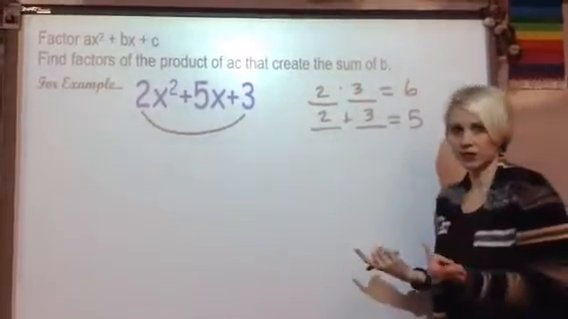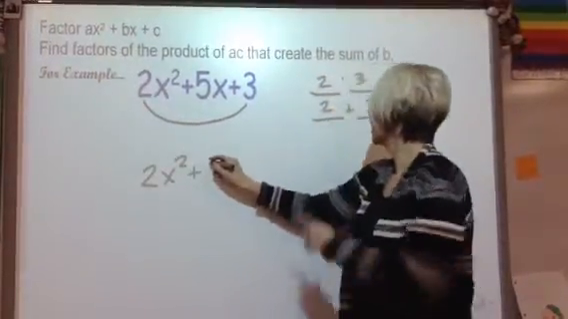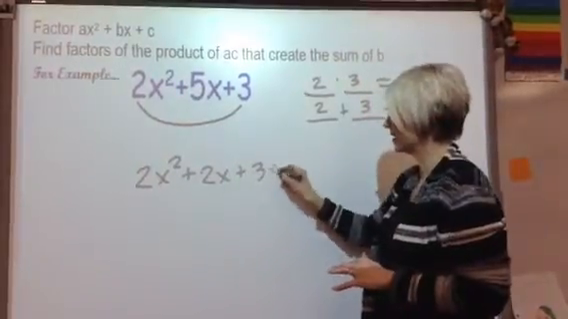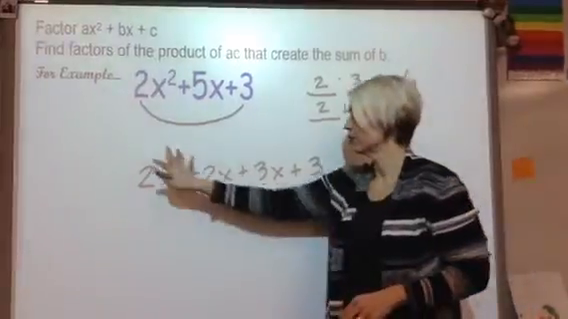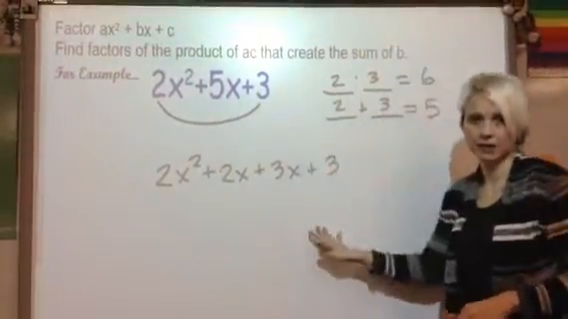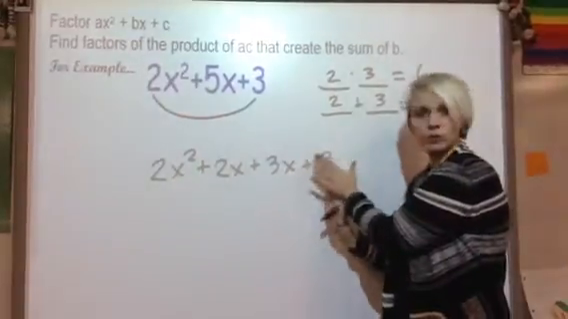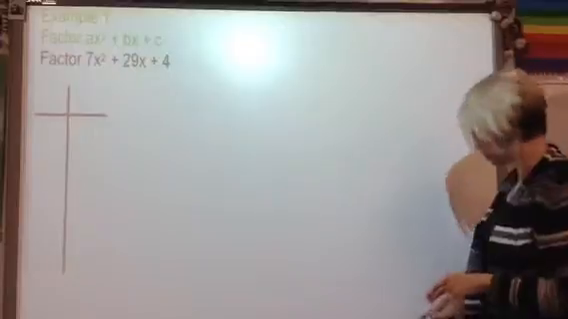Now here's what the book is going to tell you to do. The book is going to tell you to do 2x squared plus, and then write these in order, 2x plus 3x plus last term 3, and then do the factoring by grouping, where you factor something out in front, factor something out in front, and that's what the book's going to tell you to do. And if you want me to work that with you, I can. But I have a shortcut for you, and this is the shortcut.